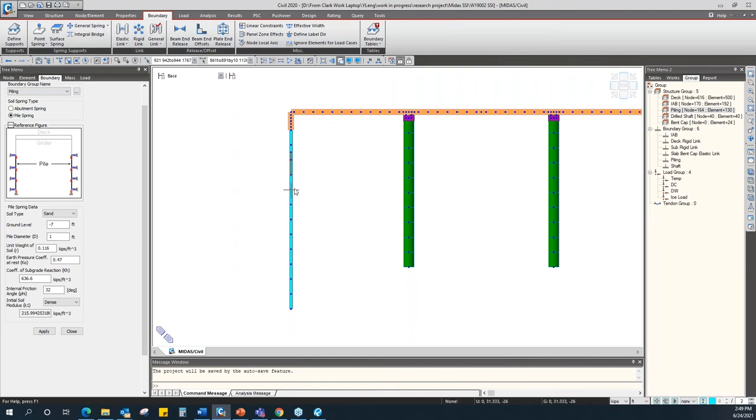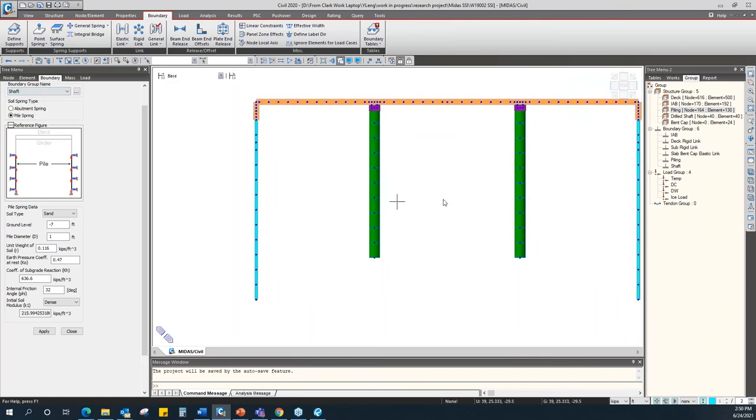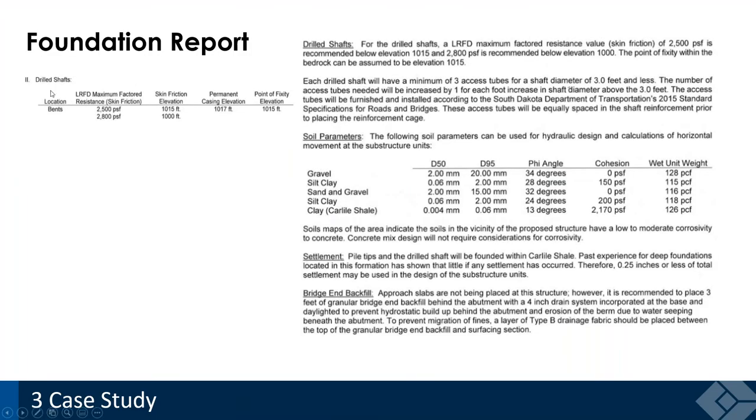So now we use the same method to define the other two soil layers for abutment one. And for abutment four, we also use the same method. And for drill shafts, I took a shortcut because, as I mentioned, our foundation report already told me the point of fixity, and also the skin friction of the shaft.